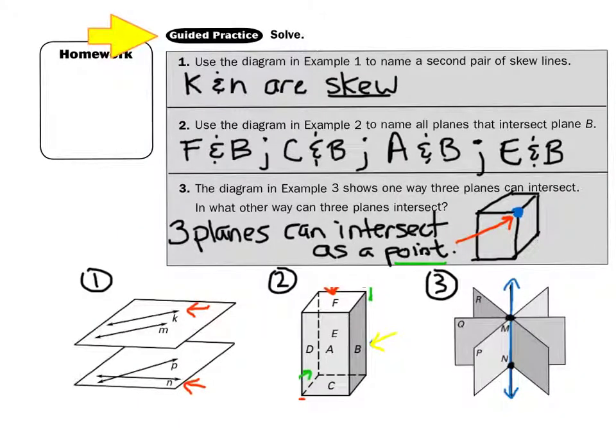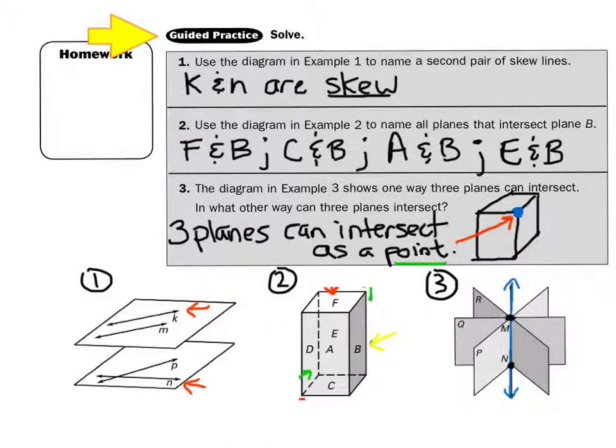Okay, so look at the guided practice with me. Number 1, use the diagram in example 1 to name a second pair of skew lines. So look at diagram 1, and I chose K and N. So here's line K, and here's line N. And remember, they're skew because they're on two different planes, and they never intersect, and they're not parallel.